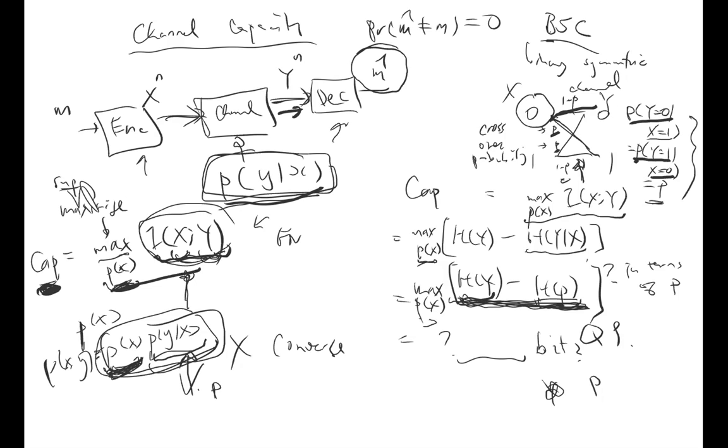By the way, you guys should be very careful. I have so many p's here, hopefully I didn't confuse you. This small p is just the channel crossover probability, but this p_X is the probability of your input distribution, and you have the freedom to adjust that. Some of you got H(p). That's a little bit weird, actually. I don't know.